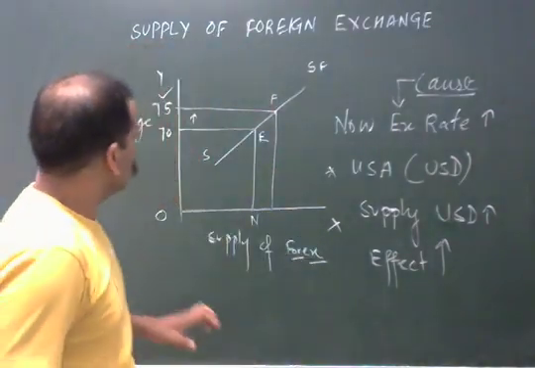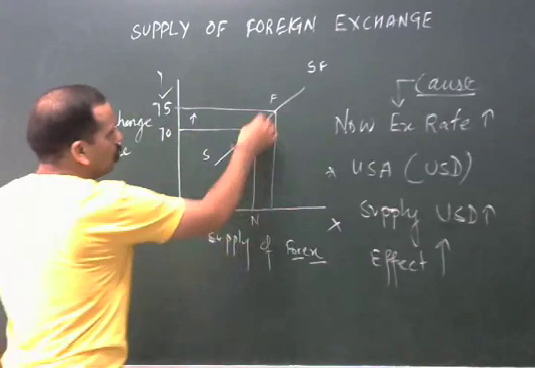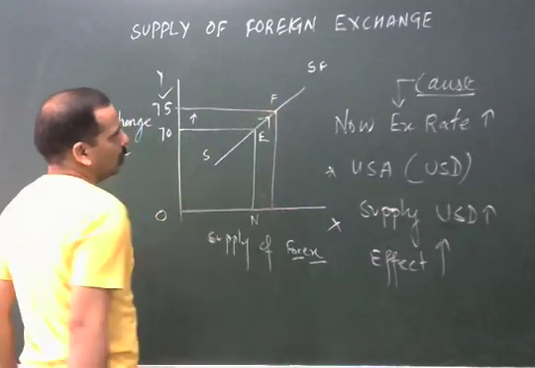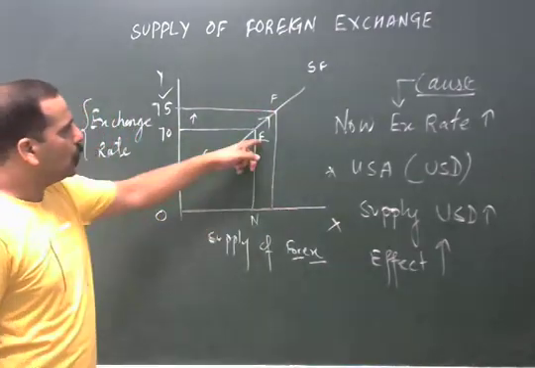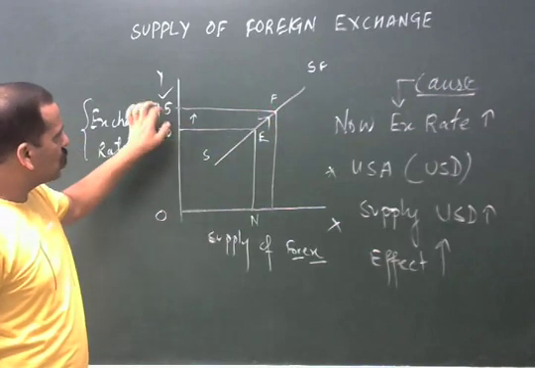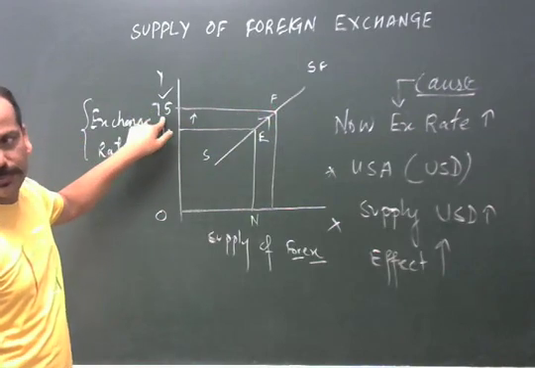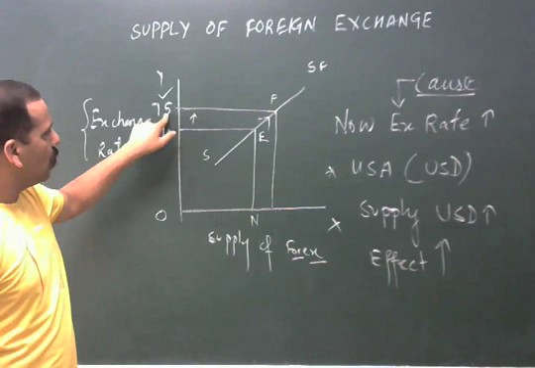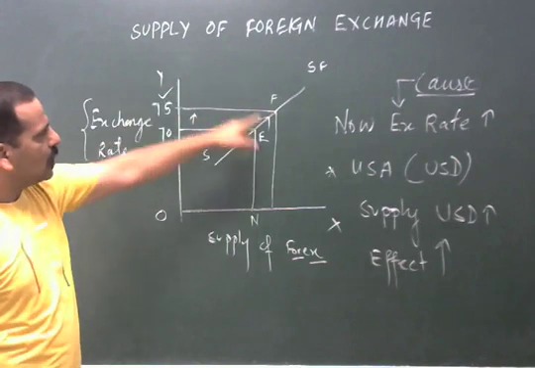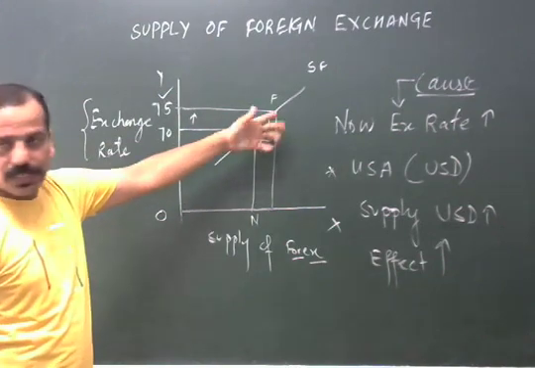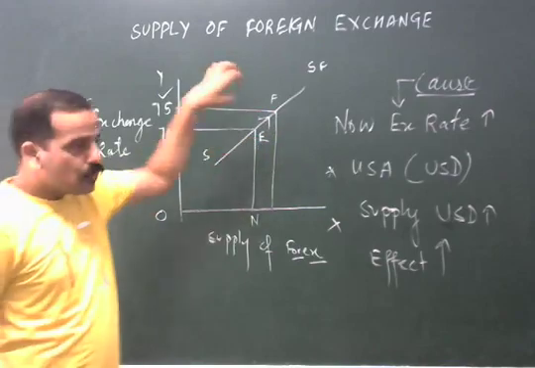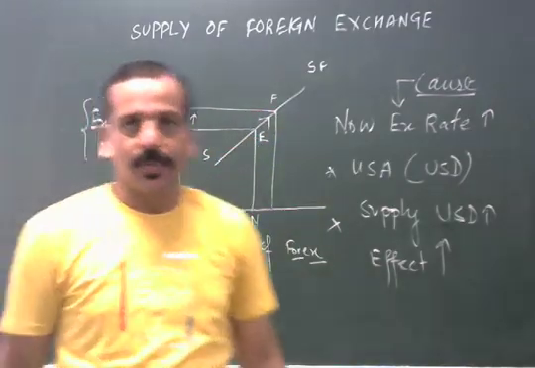So the supply curve will be upward sloping, from E to F. So in this case, first it is 75. Then there is an increase in the supply of the foreign exchange.